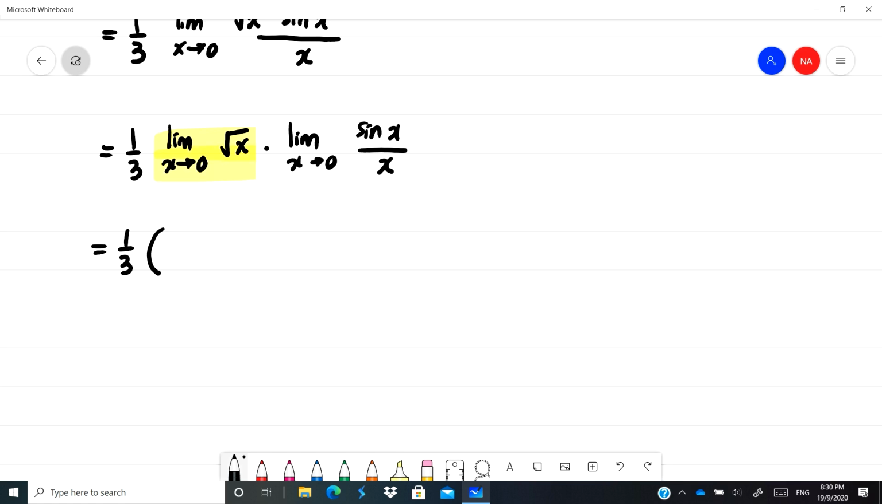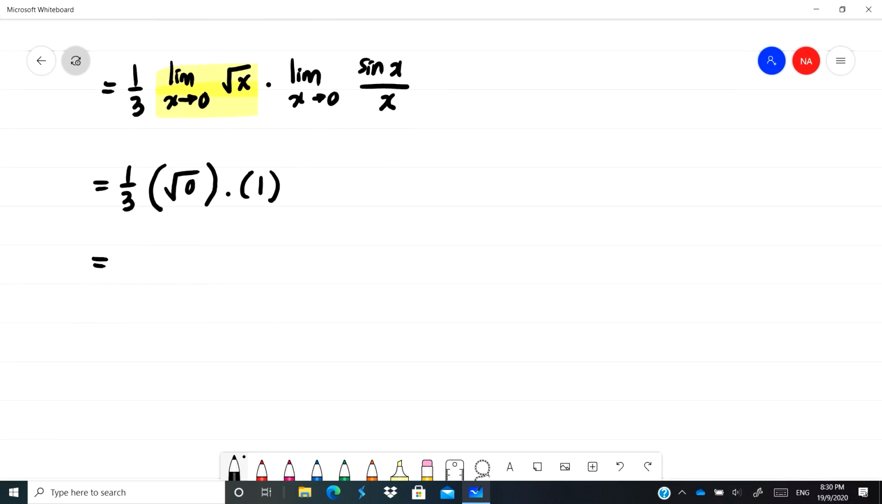So we'll have square root 0 for that part. Now that one, using the squeezing theorem, will be 1. So square root 0 will be 0. So 1 over 3 multiplied by 0 multiplied by 1. So your final answer will be 0. Please don't write 1 over 3, don't write 1. The final answer should be 0.